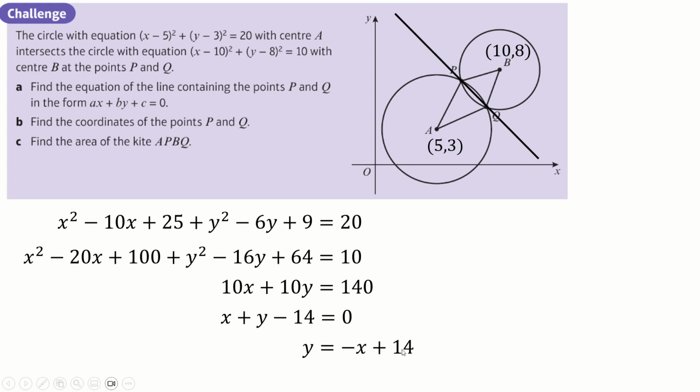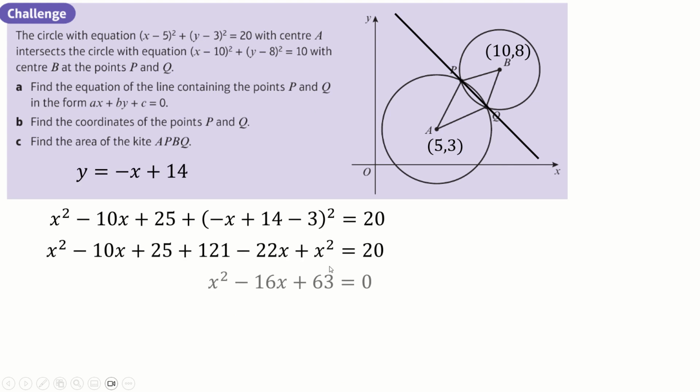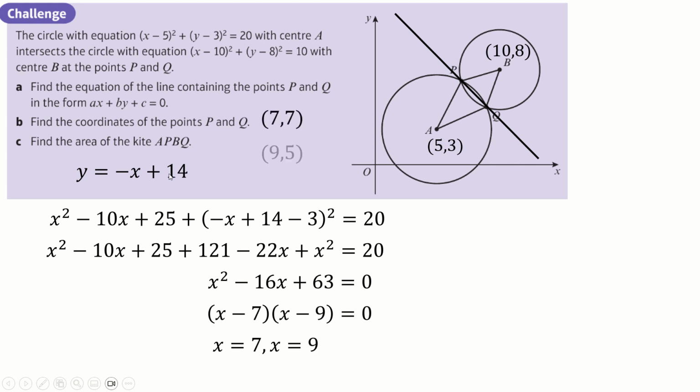And then what I can do with that, to find P and Q, is I can just look for the intersection between this line here and one of the two circles, because that will just get me the 2 points. So if I just substitute this y into maybe this one, it doesn't matter which one I do, obviously. And then, of course, expand everything out and collect together and stuff like that. You get this clearly factorizes to be 7 and 9, and then you can put 7 and 9 into this equation here to find the coordinates (7, 7) and (9, 5), which is pretty cool.